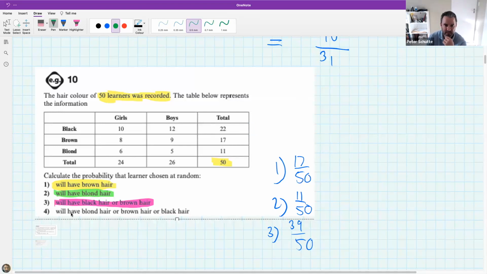Okay, what's the probability somebody will have blonde hair or brown hair or black hair?